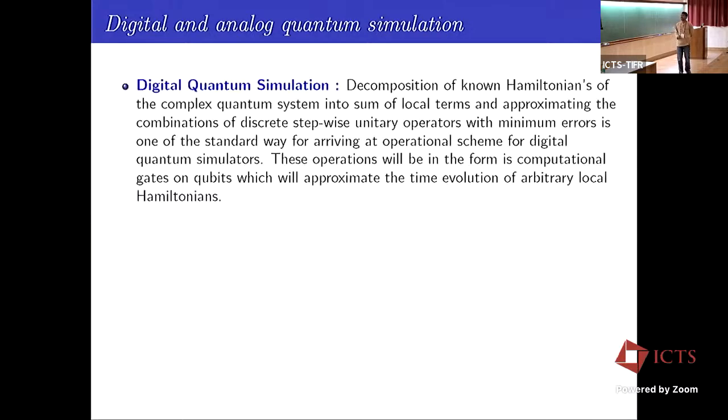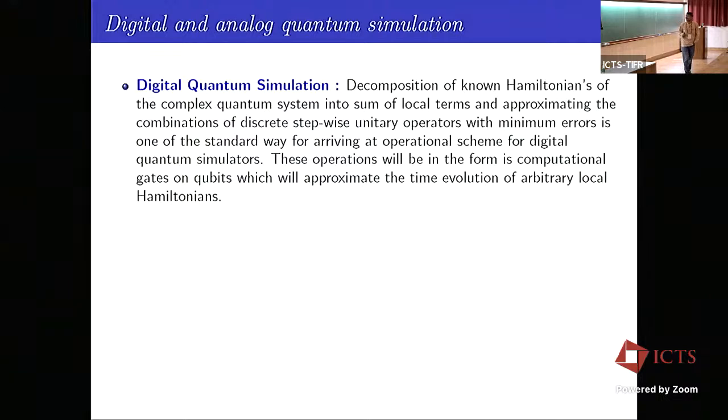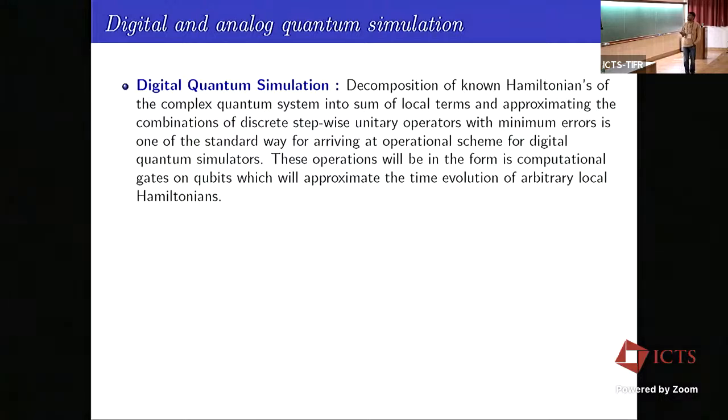There are 2 standard versions which have been followed to simulate quantum systems. One is a digital quantum simulator, where the standard approach is that every system is defined by a Hamiltonian, and you are looking at approximating it: you decompose the Hamiltonian into a sum of local terms and approximate them with some discrete-wise unitary operators. And these are usually implemented using gates on qubits.